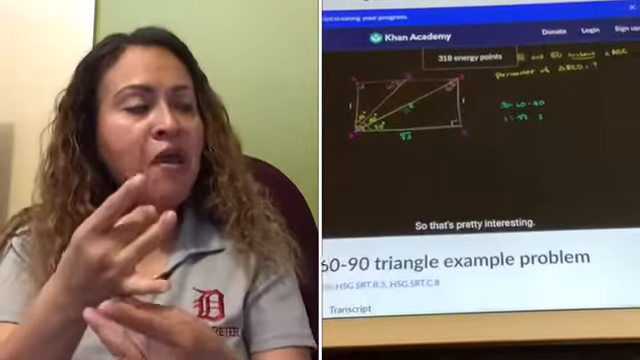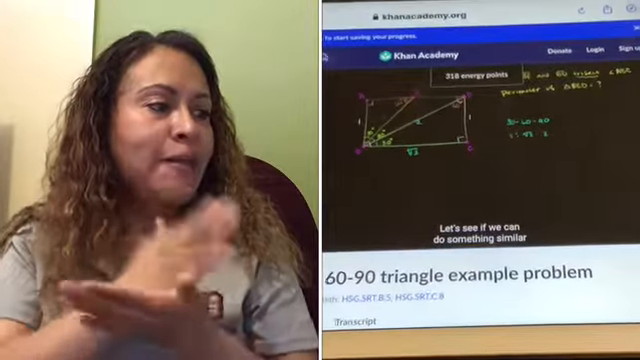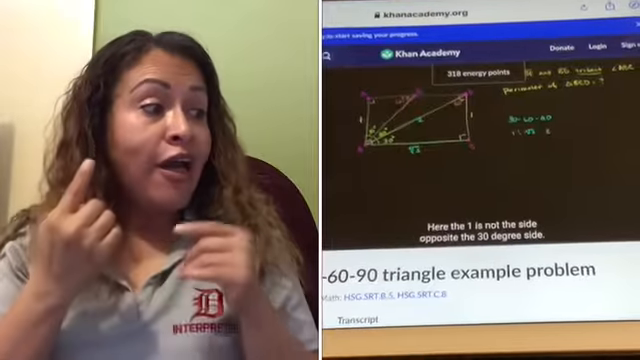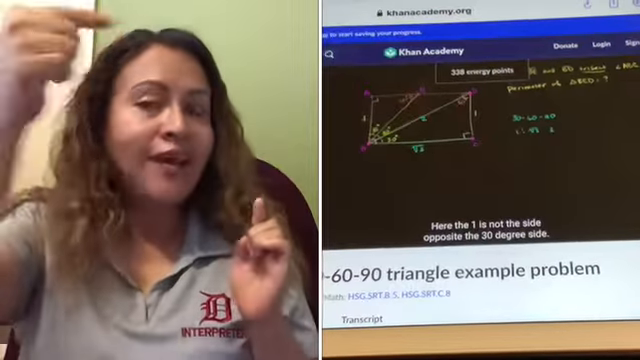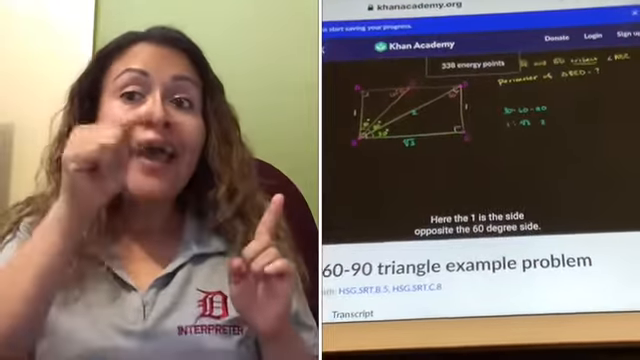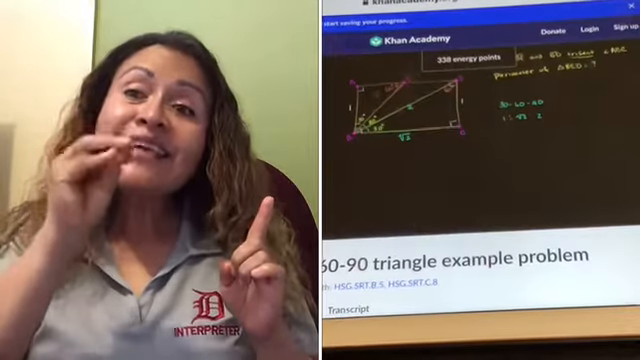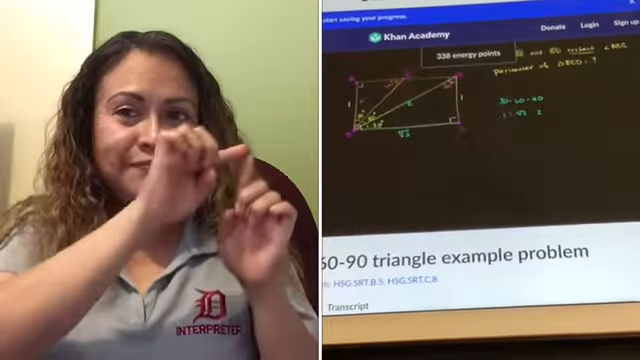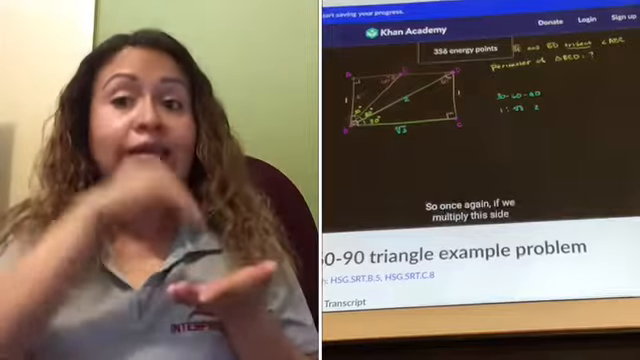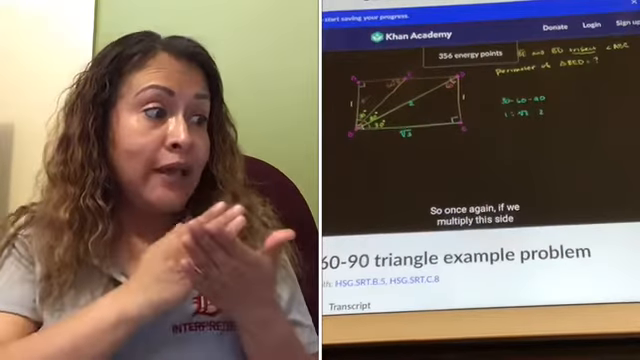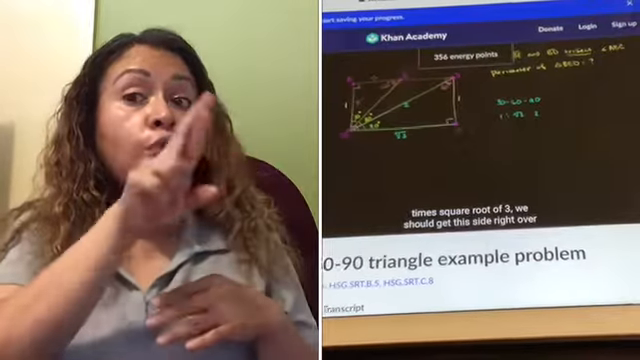Let's see if we can do something similar with this side right over here. Here the 1 is not the side opposite the 30-degree angle. Here the 1 is the side opposite the 60-degree angle. This is the one opposite the 60-degree angle. So once again, if we multiply this side times square root of 3, we should get this side right over here.